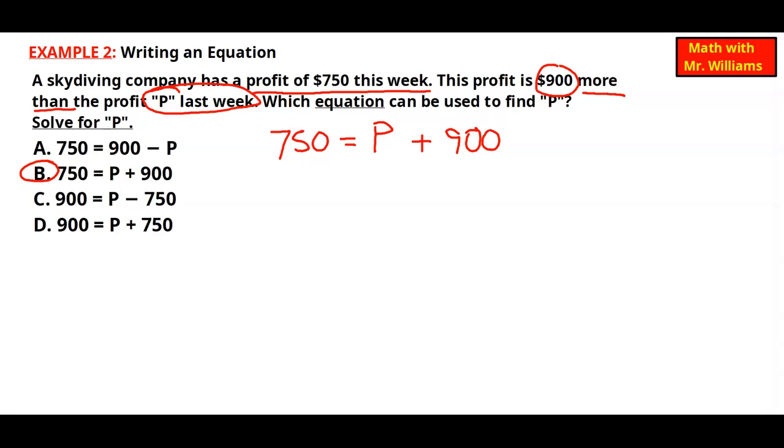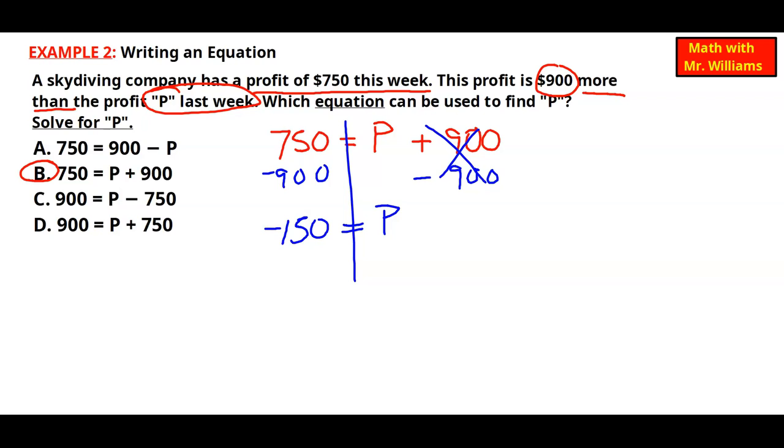Now let's go ahead and solve it. So to cancel this out, we draw our line of equality. Now we're going to subtract the 900 from both sides, because we see addition. Adding and subtracting the same number cancels out, leaving me the variable P equals 750 minus 900, which gives me a negative 150 for the profit last week. So they actually lost money last week.